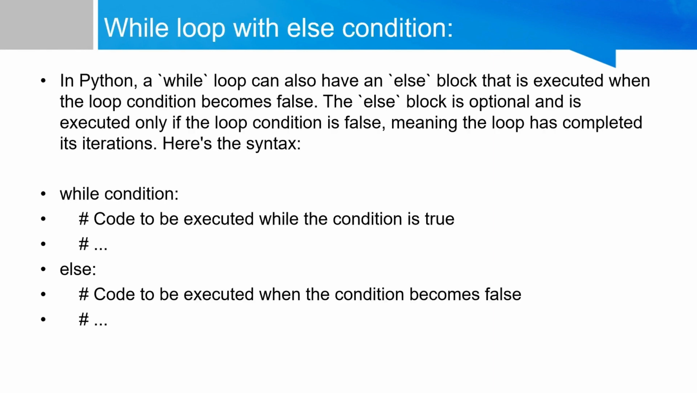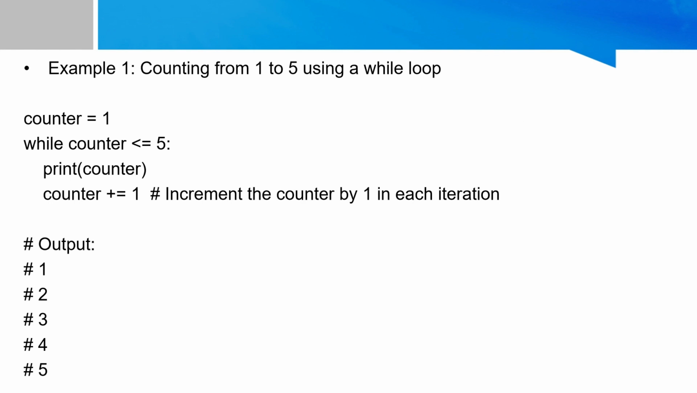In this example, the loop starts with counter set to 1. The loop condition, counter less than or equal to 5, is true, so the indented block of code is executed. The value of counter is printed, then it is incremented by 1. This process continues until counter becomes greater than 5, at which point the loop exits.